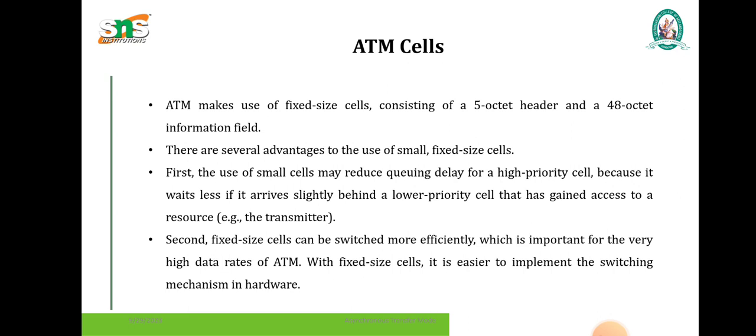There are several advantages to the use of small fixed cells. First, the use of small cells may reduce queuing delay for a high priority cell because it waits less if it arrives slightly behind a low priority cell that has gained access to the resource. Second, fixed size cells can be switched more efficiently, which is important for the very high data rate of ATM. With fixed size cells, it is easier to implement the switching mechanism in hardware.